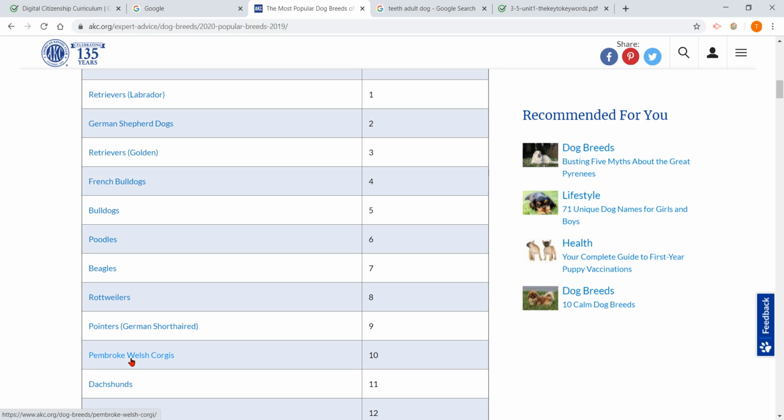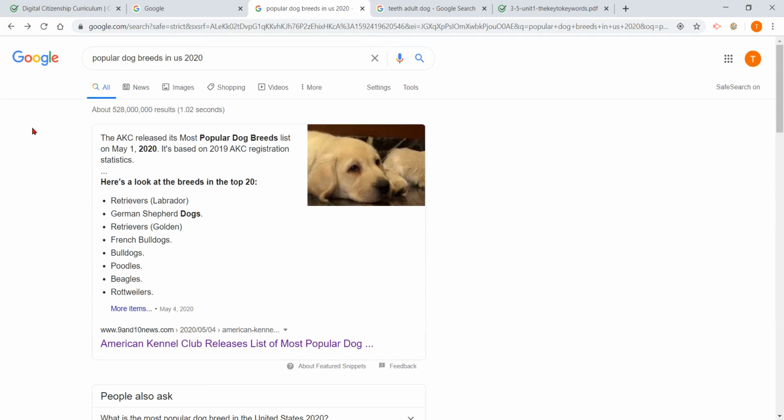Do any of you out there have that kind of dog? None of my dogs are on that top 10 list. My dogs are Silky Terriers, but maybe some of you out there have some of these dog breeds. But anyway, you could see that I had to do a search. Let's see if it'll come up here. I had to kind of narrow down the search with keywords, popular dog breeds in the US 2020.